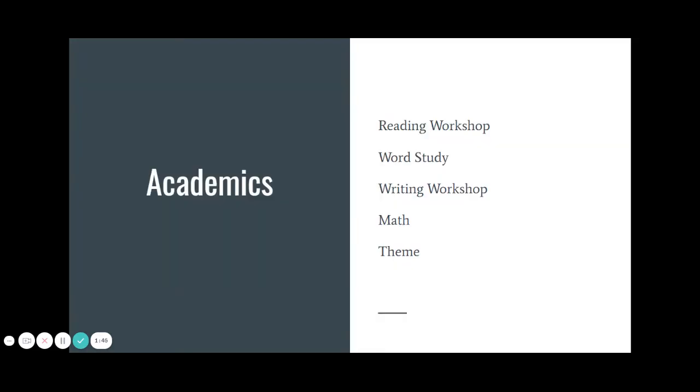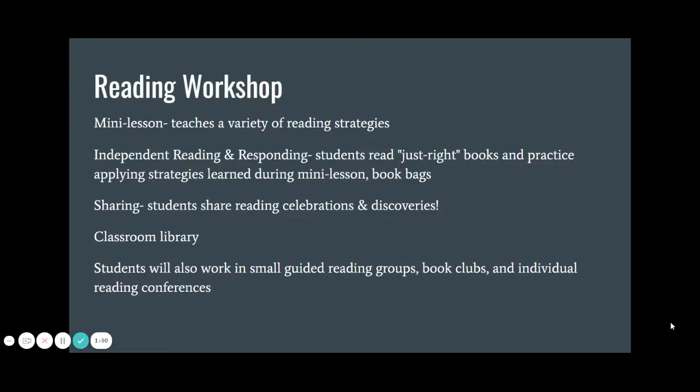Next, we're going to talk about academics, and so we'll start with reading workshop. In reading every day, in both classrooms, the 2-3 room and the 4-5, we start with a mini lesson. In that mini lesson, there are a variety of different strategies that we teach. After the mini lesson, which is usually around 10 minutes, the students spend the bulk of their reading time doing independent reading and responding. Students are reading just right books. They're working on applying the strategies that they've learned. Both classrooms use book bags for students to organize their books and their response journals.